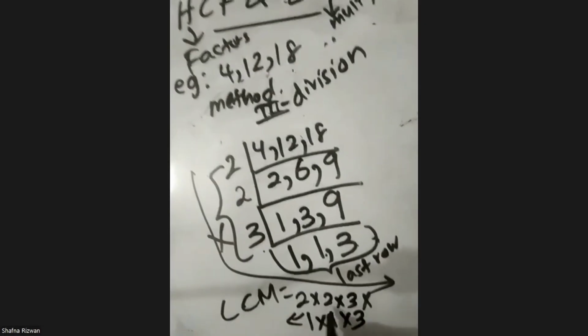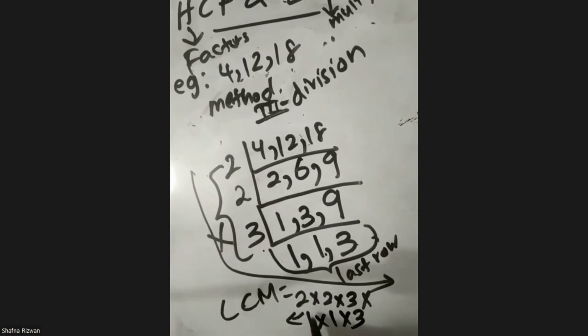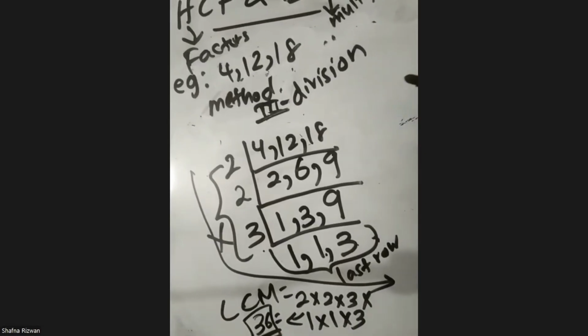What is it? 2 multiplied by 2 is 4. 4 multiplied by 3 is how much? 12. 12 multiplied by 1 is 12. 12 multiplied by 1 is 12. 12 multiplied by 3 is how much? 36. So what is your LCM? That is 36.